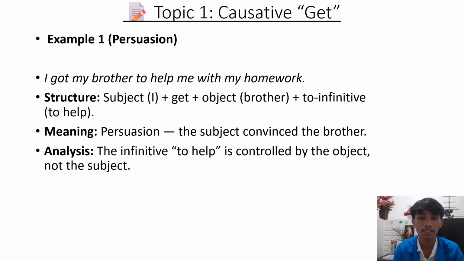Example 1, persuasion. Sentence: I got my brother to help me with my homework. In this sentence, the subject is I, the verb is got, the object is my brother. The action is expressed with the infinitive to help. The meaning is that I persuaded my brother to help me. Notice that the infinitive is controlled by the object, not the subject.